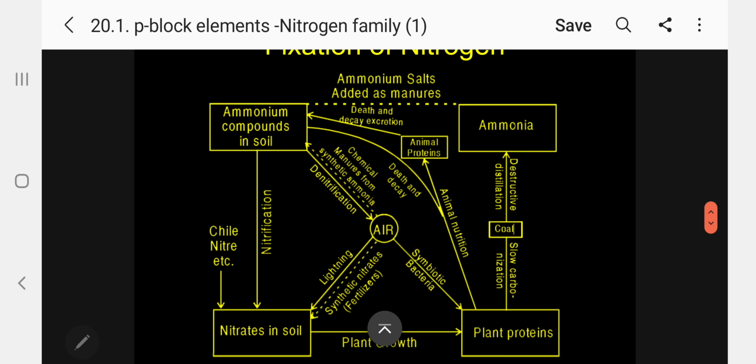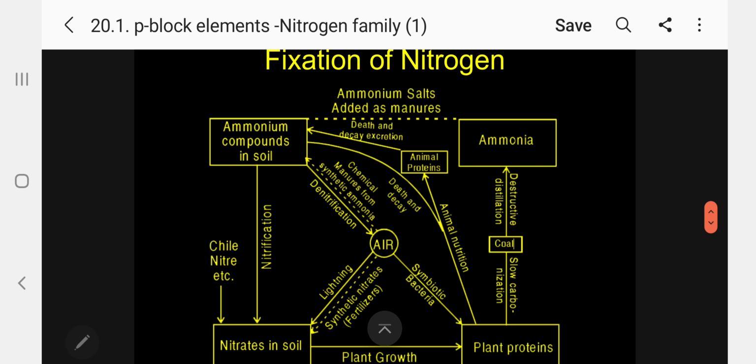Kindly follow. Fixation of nitrogen. Here are the ammonium compounds in the soil. They undergo nitrification and are converted into nitrates in the soil, and we are also adding nitrite and nitrate to the soil in the form of fertilizers. So we get nitrates in the soil. After nitrogen goes to the soil in the form of nitrates, plant growth takes place. The plant converts the nitrate into proteins.